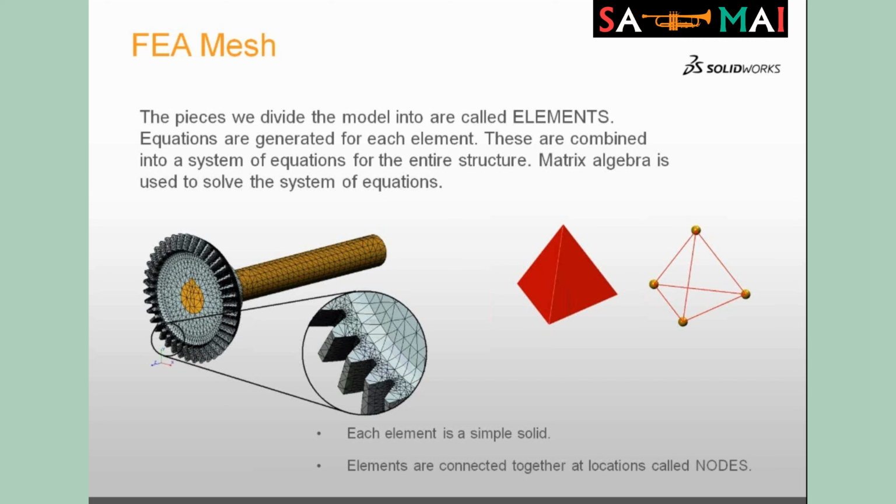And on the right-hand side, you see that pyramidal shape, or tetrahedral, or tetrahedron. That is actually what we divide our geometry into. At each corner of that shape is what we call a node. And a node is what connects all of the tetrahedrons together. So they actually share those nodal points in between them. So each element is a simple solid, and the elements are connected by those nodes. And that's what allows us to do the equations or calculations on one element and march our way across the entire structure.